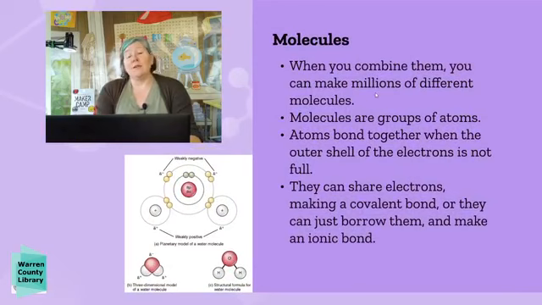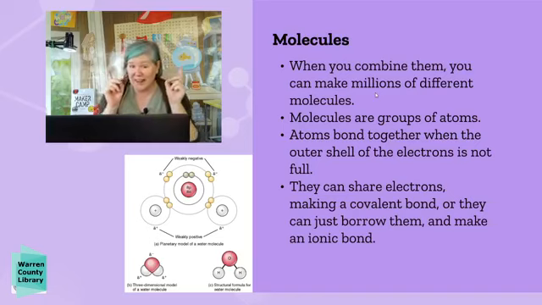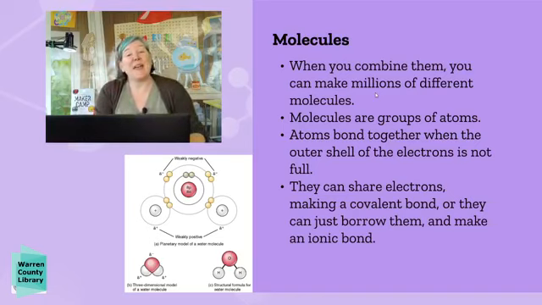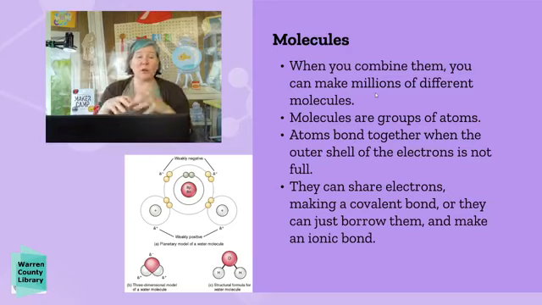Now, if you take multiple elements and put them together and react them, like we're going to do today, you can make new molecules, okay? And you can make millions of different molecules. Here's the thing. When you put two atoms together, the characteristics of those molecules could be totally different.